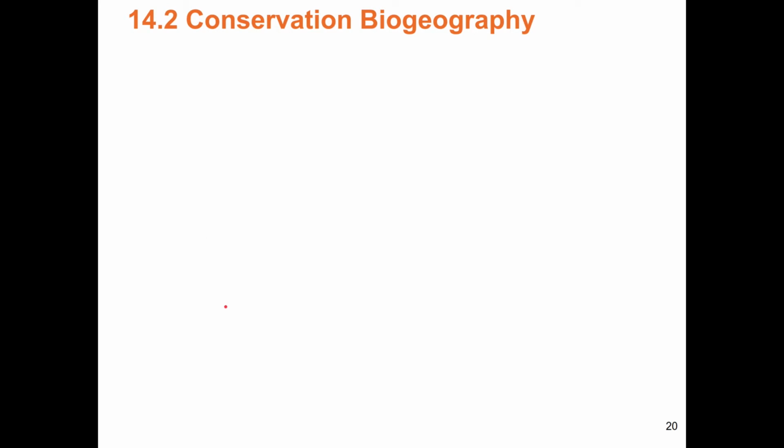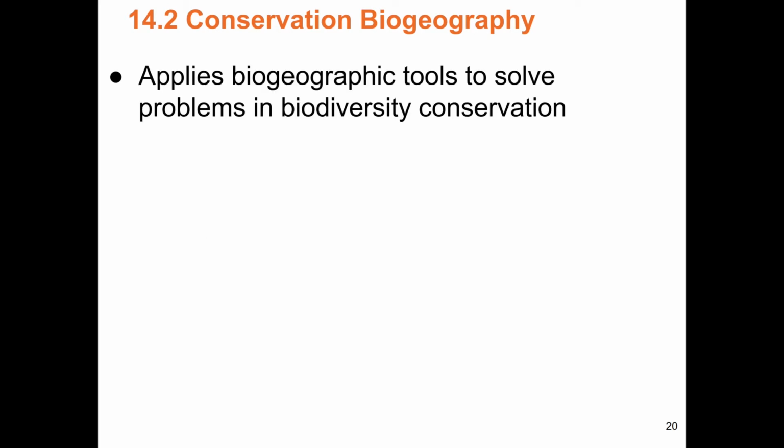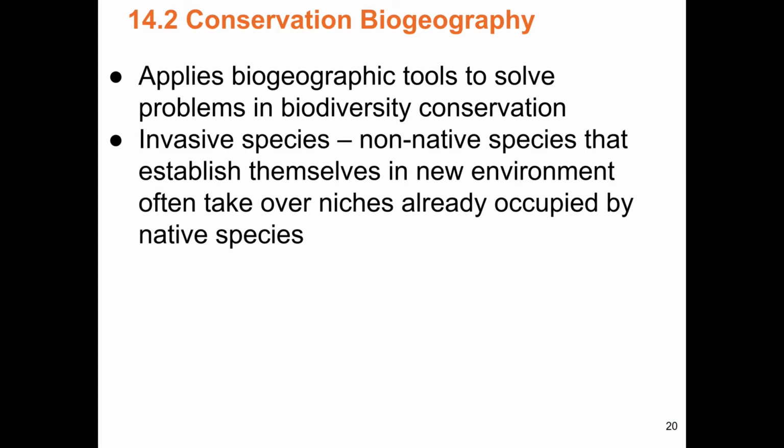Conservation biogeography. So biogeography is the study of the distribution of plants and animals. Where do they live? Why do they live there? Conservation biogeography is using the ideas of biogeography for conservation. Invasive species are non-natives. I think we talked about those in the last chapter. They have to be non-natives that take over.